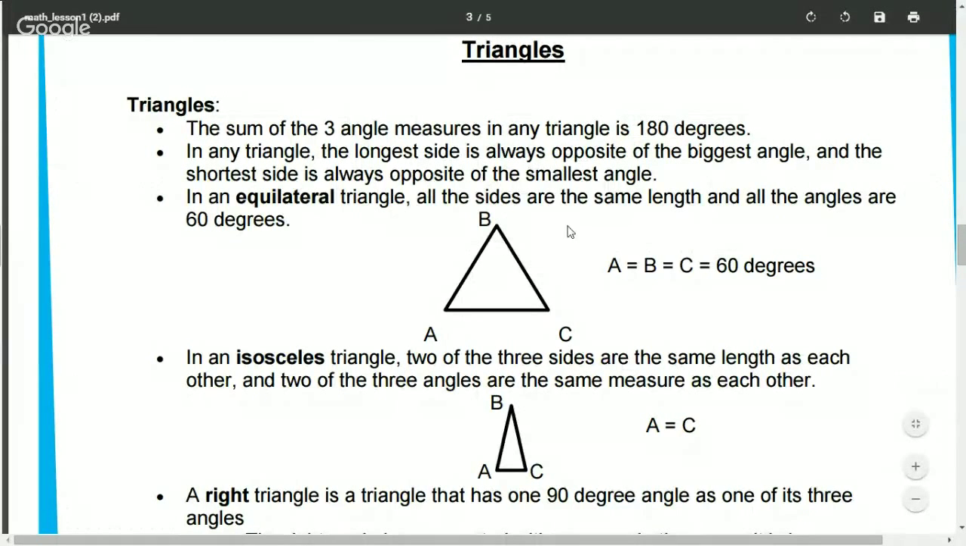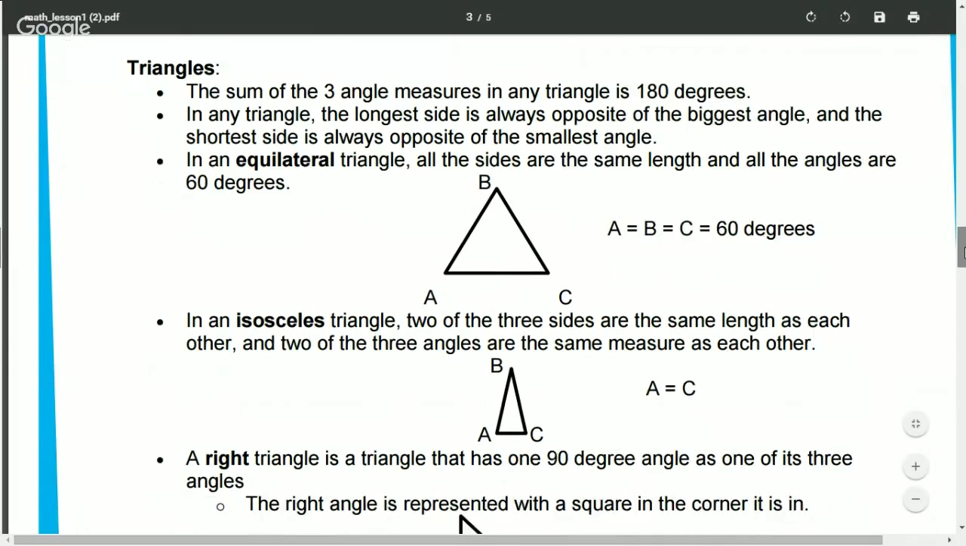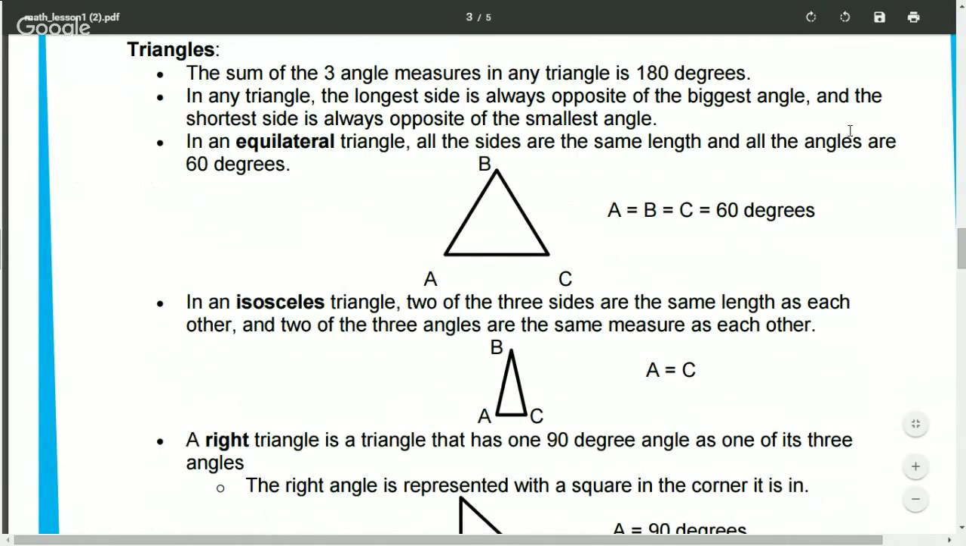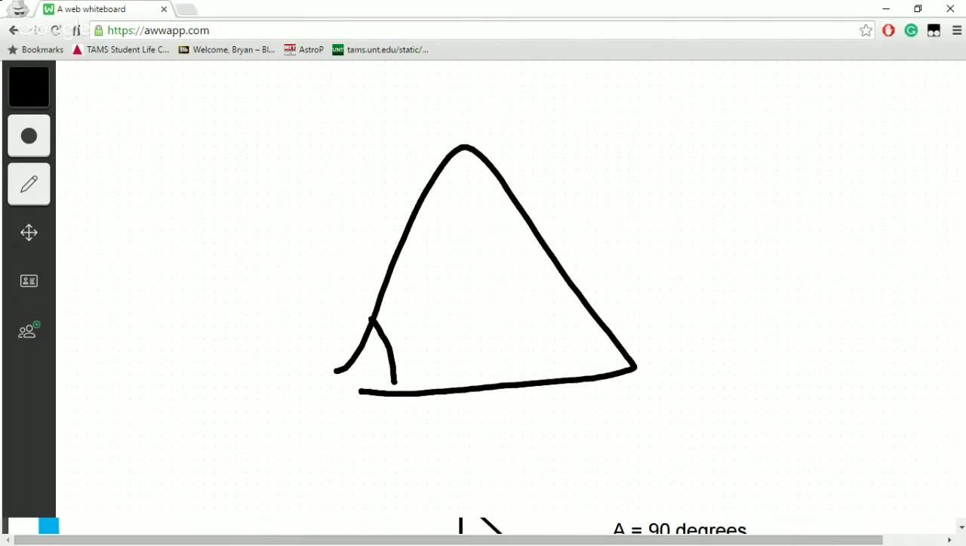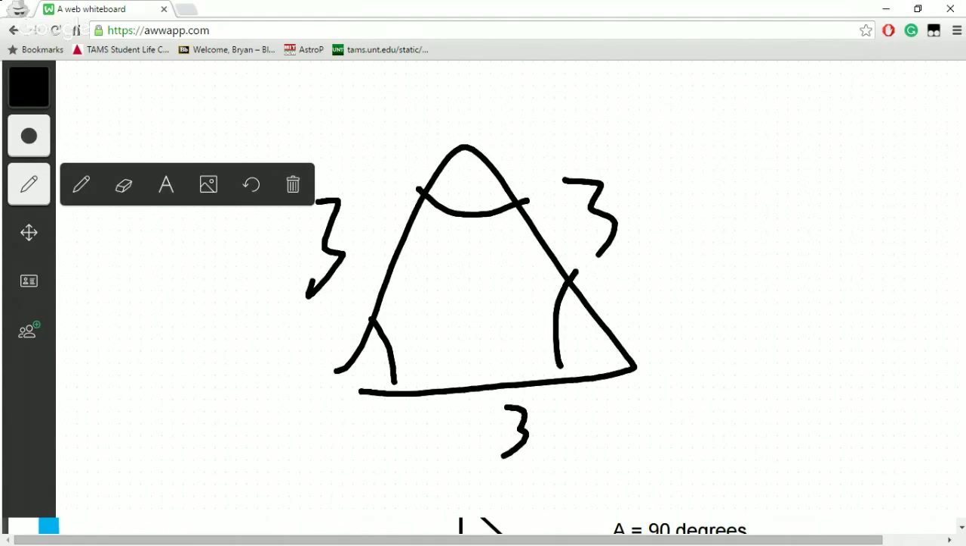In the equilateral triangle, all the sides are the same length and all the angles are 60 degrees, which basically says that in the equilateral triangle, all the angles are 60 degrees, which means that all the sides are the same. The sides can be different from other triangles, but they have to be the same all around, all three. And the angles must be 60 degrees.